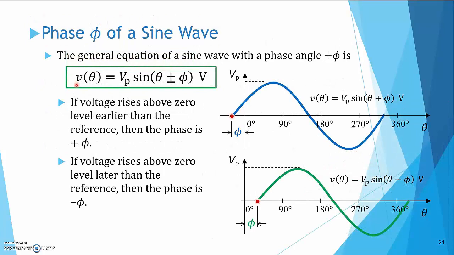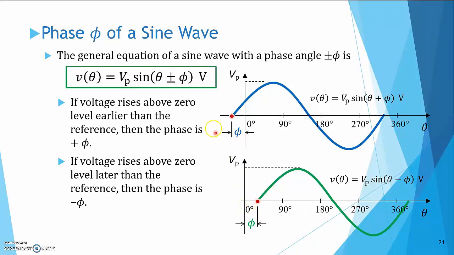As just discussed, this is the general equation of a sine wave with a phase angle. The curve on top shows a sine wave with a positive phase angle. It is because its voltage rises above 0 level earlier than 0 degree. While the lower curve shows a sine wave with a negative phase, it is because its voltage rises above 0 level later than 0 degree.